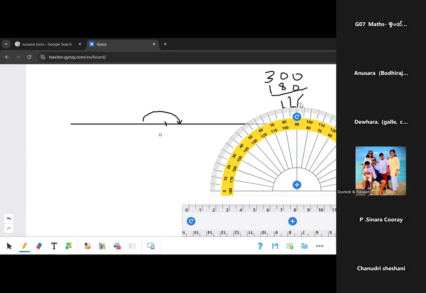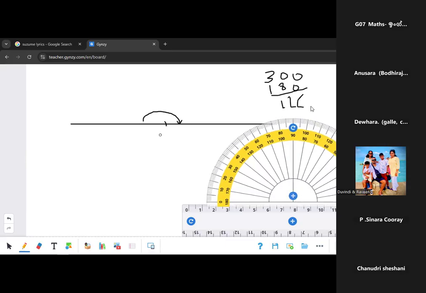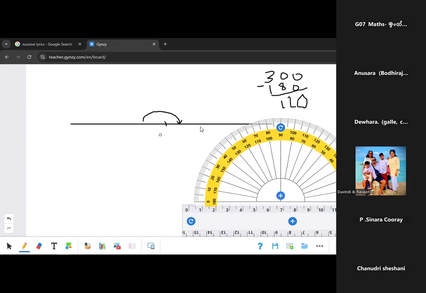120. So this is 120. If you get the subtraction of this, you will get 120. So you have to draw the rest of the angle here, right? 120. I am going to explain how to draw that 120 now.